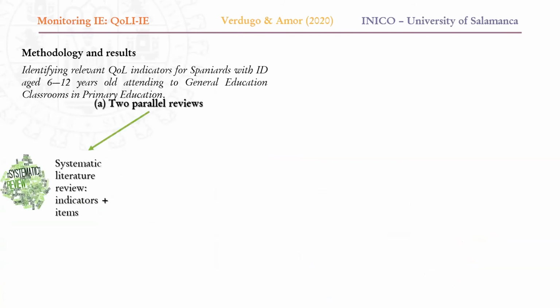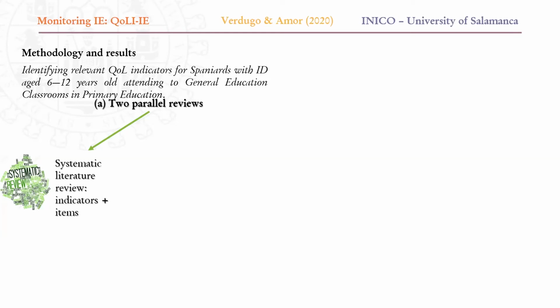A systematic literature review to identify core indicators for each quality of life domain in the target population. After identifying literature, we have selected those relevant indicators related to personal characteristics, indicators relevant for a person with intellectual disability, and also attending to environmental factors. We have identified indicators relevant to a general education context and the stage of primary education.